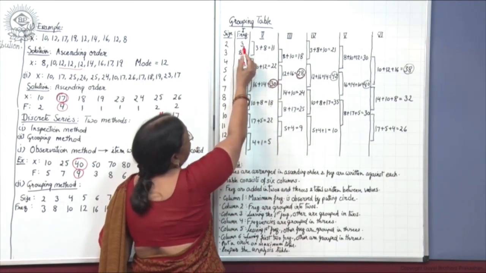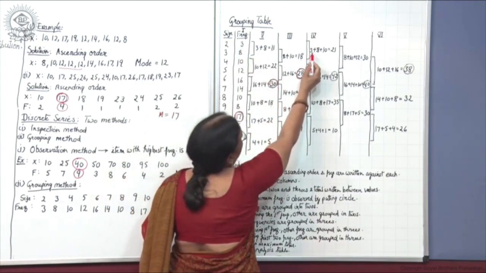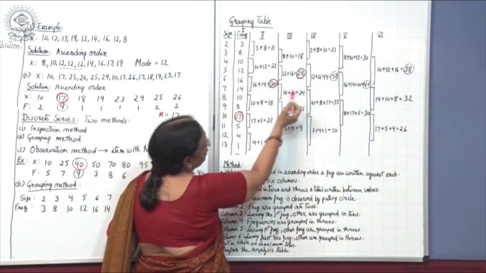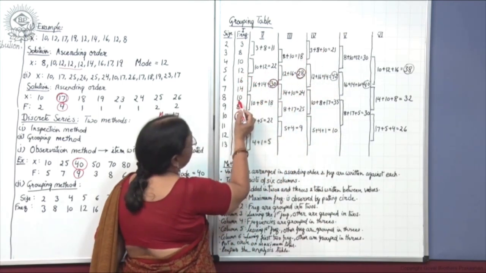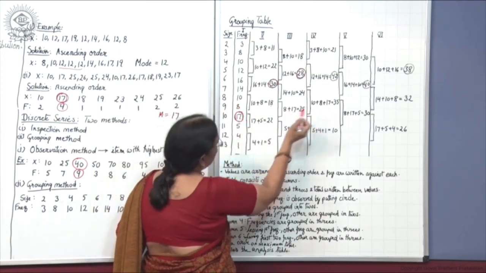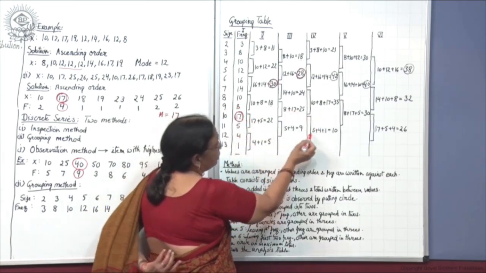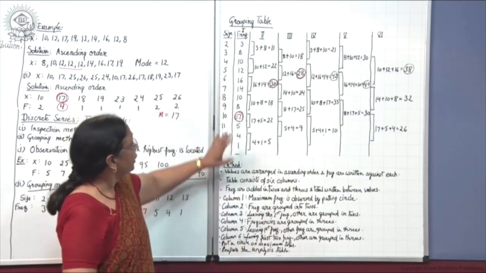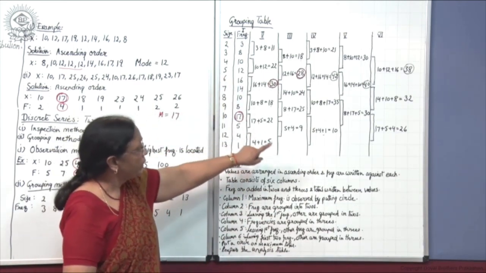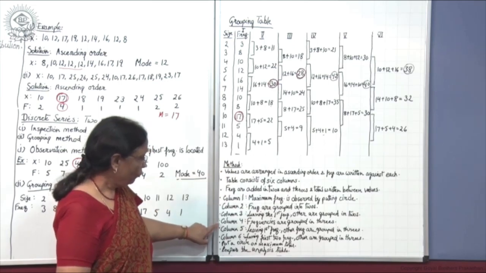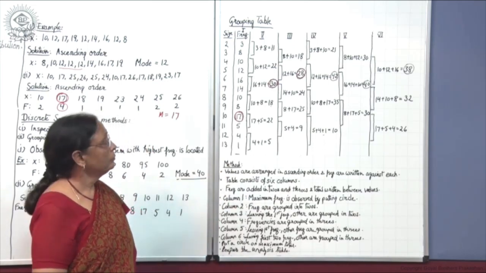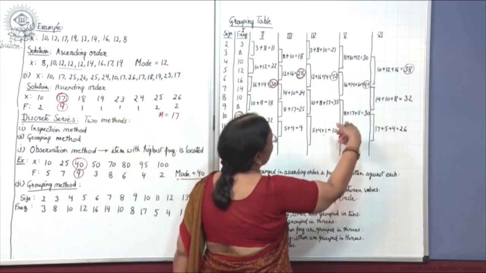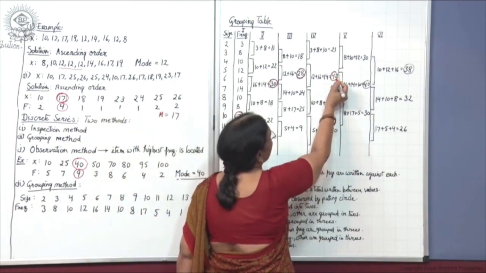Just group in 3s. 3 plus 8 plus 10. 3, 8 and 10. Next 3 are 12, 16 and 14 here. Then 10, 8 and 17 here. 5, 4 and 1 here. Right? So you have to arrange all the frequencies in 3s in the fourth column. And again find out which is the highest frequency here. This is 42.